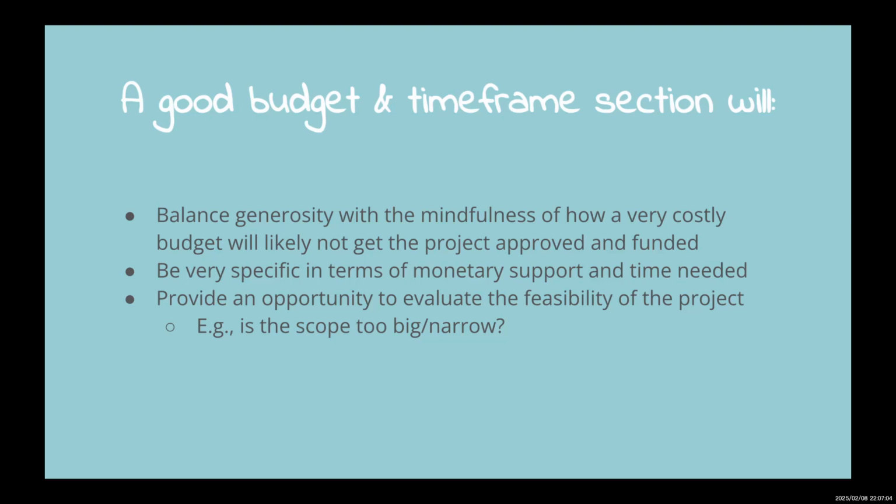And lastly, writing this section should really be a good opportunity to help you evaluate the feasibility of your project. For example, you can use this section to evaluate if your scope is too big or too narrow. Say you lay out your timeline and you find that you need so many years to just do this one thing, just find out this one small part of your study, then maybe you're doing too much. Maybe your topic is too general and too big, and you should really narrow it to one aspect of it so it falls into a reasonable time frame.